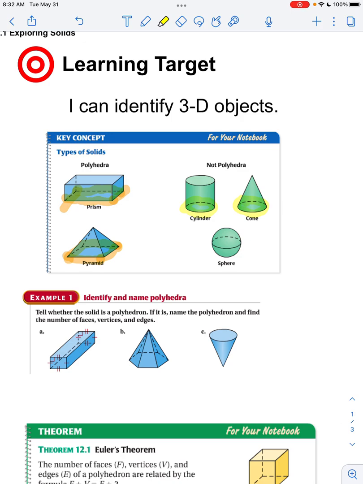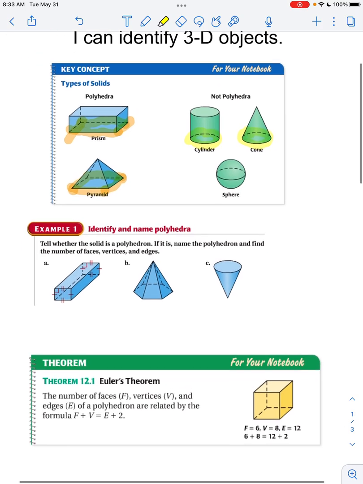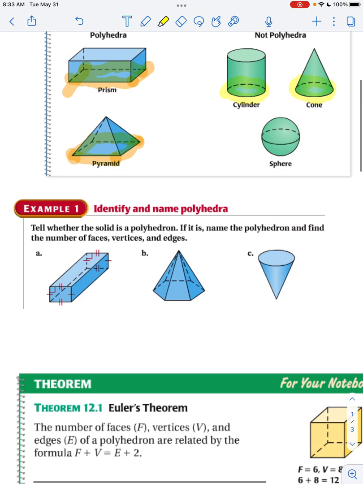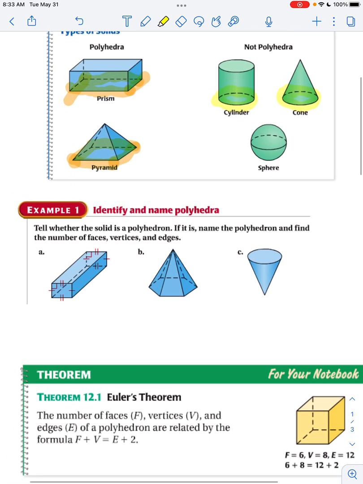So when we have that type of base that has either a triangle or a rectangle, and it's got sides and edges to it, that's how we can differentiate between the two. So if I'm looking at these examples, what I have to look for is the number of faces, vertices, and edges. So I'm going to say that this one is yes. So yes, yes, no.